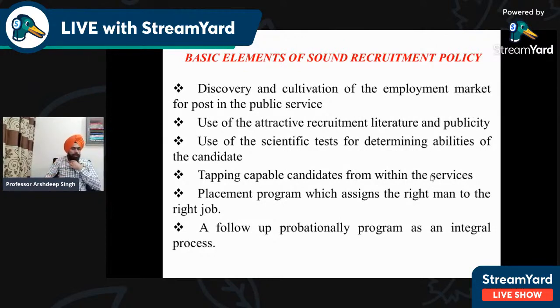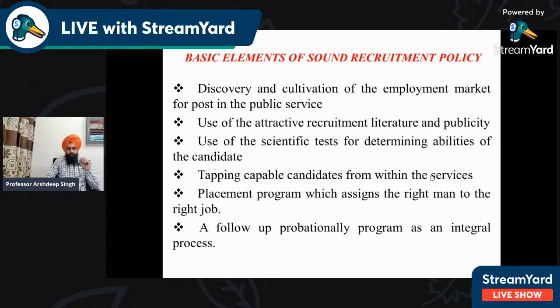Second, use of attractive recruitment literature and publicity. In a recruitment policy, we should have attractive recruitment literature and publicity. That means that we should advertise in an effective manner. Salary should be according to the work. It should not be like that the number of working hours is more as compared to the salary. Salary is less, but the working hours are more. So no one would be willing to join your organization. Okay, so that point should be kept in mind.